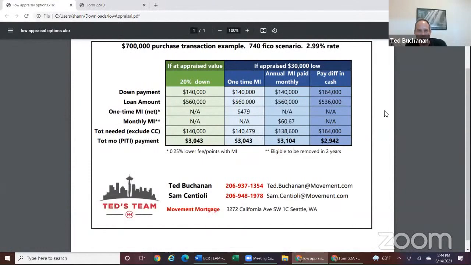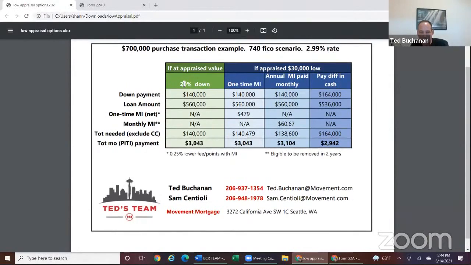So in this particular scenario, I'll just start from the top. Shannon can maybe follow along with her cursor. We have a $700,000 sales price for this example. We have a credit score of 740.